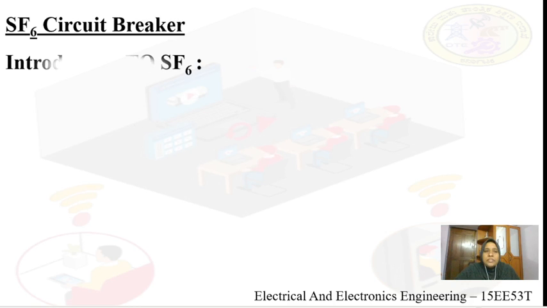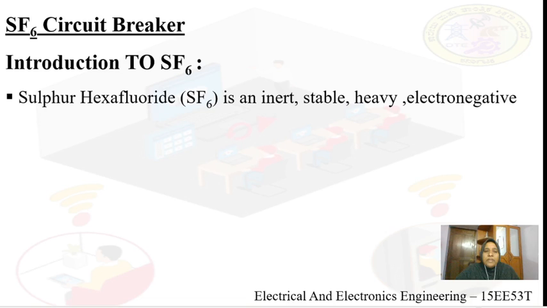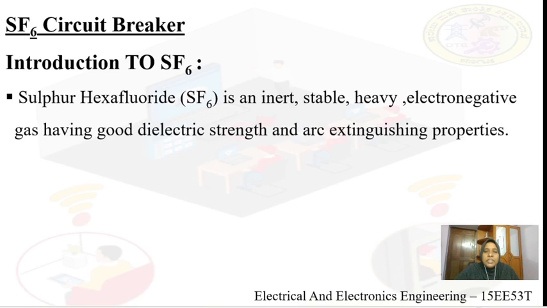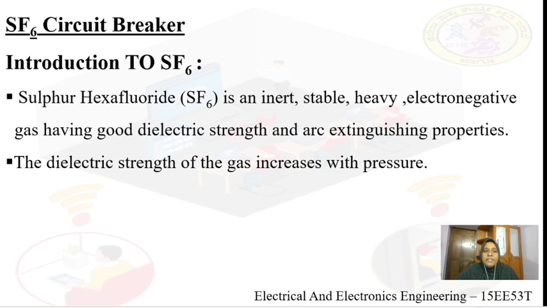SF6 is nothing but sulfur hexafluoride gas. So what is its nature? It is an inert, stable, heavy, electronegative gas having good dielectric strength and arc extinguishing properties. Because of these properties, it is being used in the SF6 circuit breaker. Let me try to understand each one. Inert. What do you mean by inert? An inert gas is a gas that doesn't undergo any chemical reaction under a given set of conditions. Stable means it doesn't react with any other gas or metal.